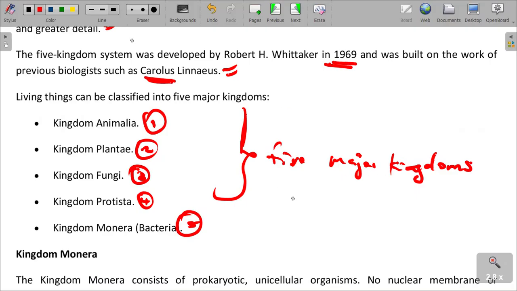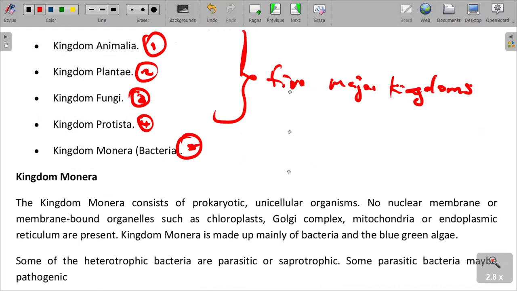Five major kingdoms that we have are such as this one that we have given here. So now let's just quickly look at the kingdom of bacteria, which we say is the kingdom Monera. It consists of prokaryotic and unicellular organisms. We defined this in the beginning, when we explained the qualities of a unicellular organism and also the prokaryotic organisms.